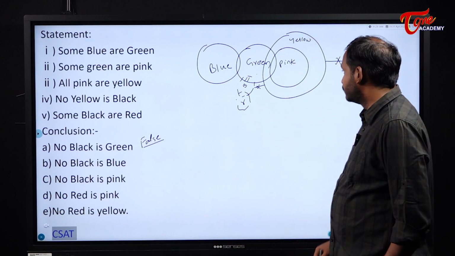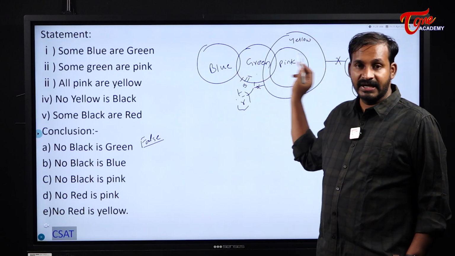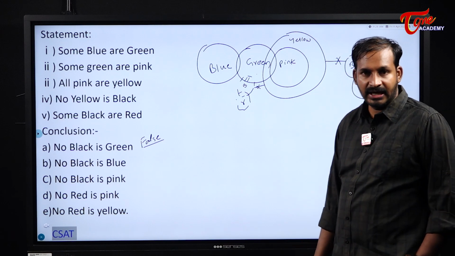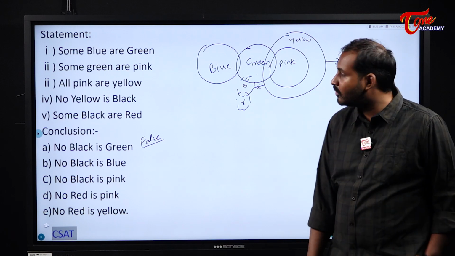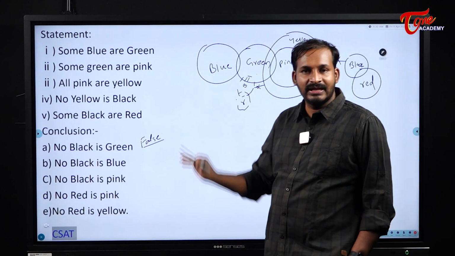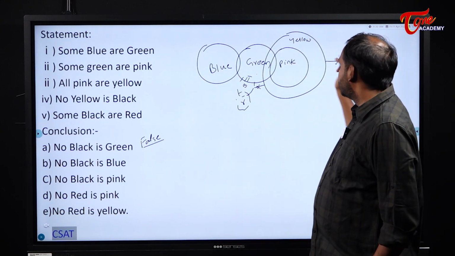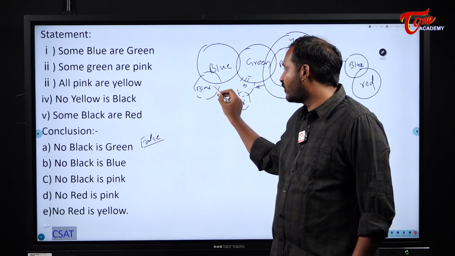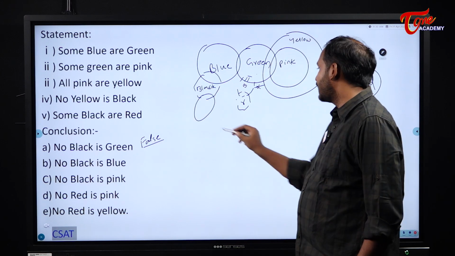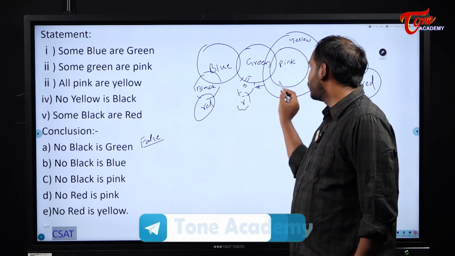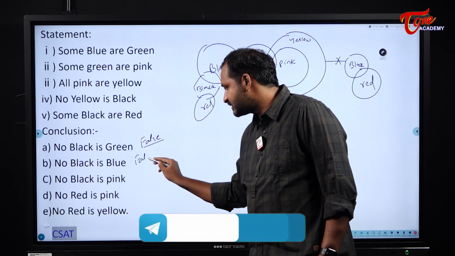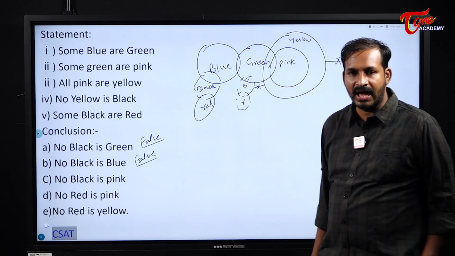Next one. No black is blue. According to the basic diagram, there is no relation between black and blue. That becomes true. But will we leave that as true? No. I will take this black and put that in the blue. Is there a possibility I can place black with blue? Yes. We can join black with blue. Still, there is no relation between black and yellow. So this one also becomes false. Why? Because I can join the black with blue.